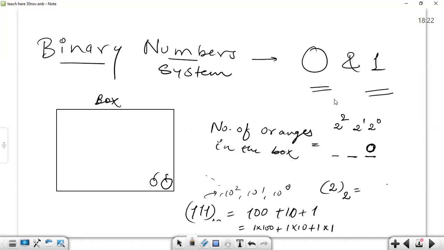So basically, if we write 1 0 in binary, this is equivalent to 2 in the decimal system, because there are 2 oranges. Clear? There were 2 oranges, so this is 1 0. Okay.